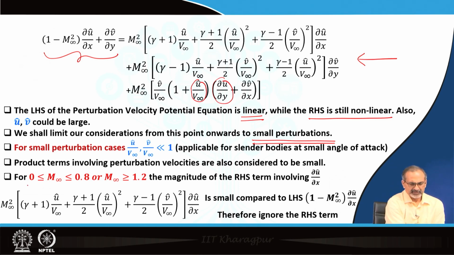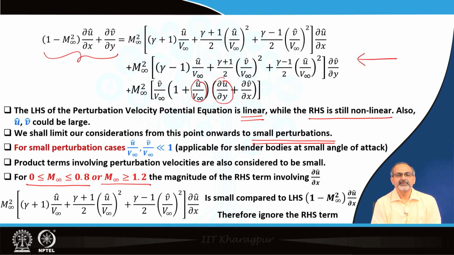Further, we will consider certain ranges of free stream Mach numbers. In the subsonic range, if it is varying between 0 and 0.8, or in the supersonic range above 1.2, we can show that the magnitude of the right hand side term involving del u hat del x, which is the coefficient of del u hat del x, is found to be small compared to the left hand side term, 1 minus M infinity square times del u hat del x. Therefore, we can ignore the right hand side term.